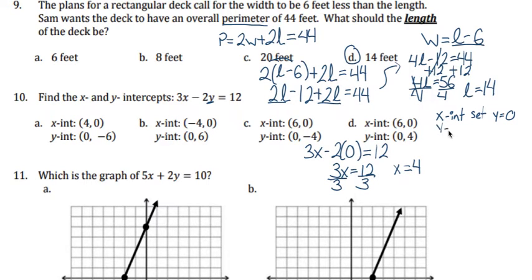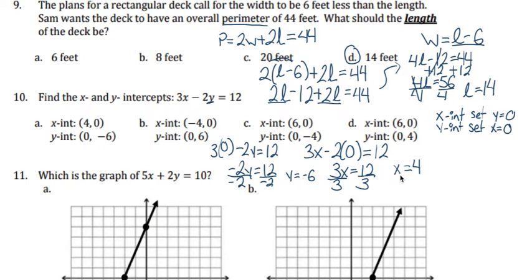In order to find the y-intercept, we need to set x equal to 0. So let's try that. 3, instead of x, we're going to plug in 0. Minus 2y equals 12. 3 times 0 is 0. 0 minus 2y is negative 2y. And that's going to equal 12. To get y by itself, we can divide each side by negative 2. And we'll find that y equals negative 6.